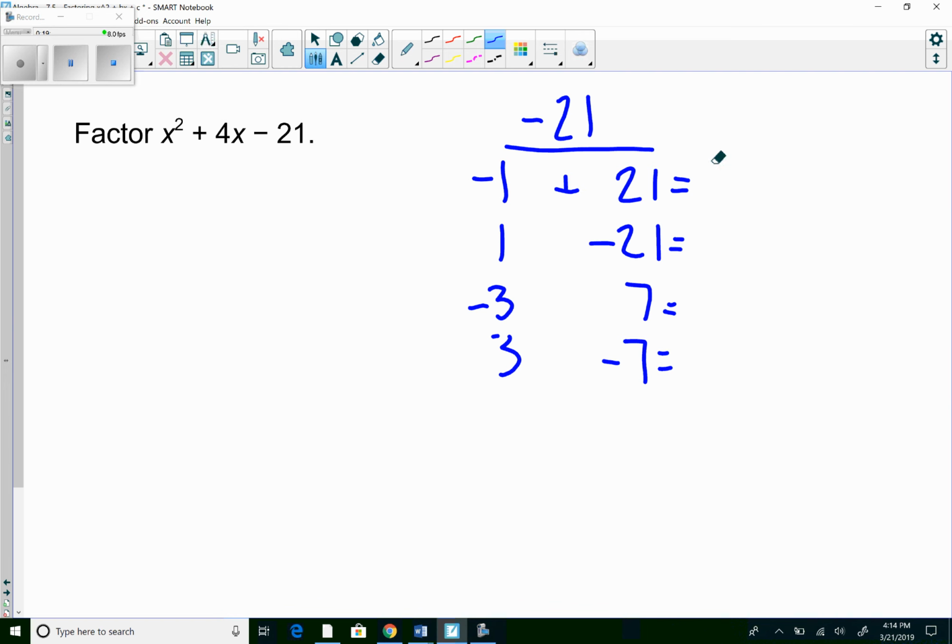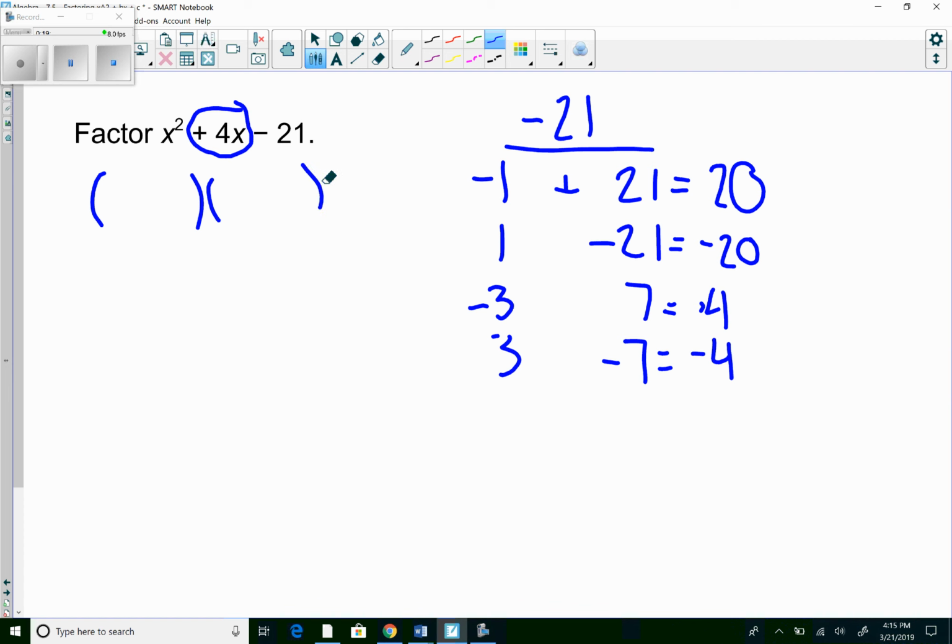Okay, so now when I add these two together, I come up with 20. When I add these two together, I come up with negative 20. If I take negative 3 plus 7, that's going to give me positive 4. And then if I take negative 7 plus 3, that's going to give me negative 4. Look at this middle term. Take a look at it. Which one of these four gives you exactly what you're looking for? That's this third one down here.